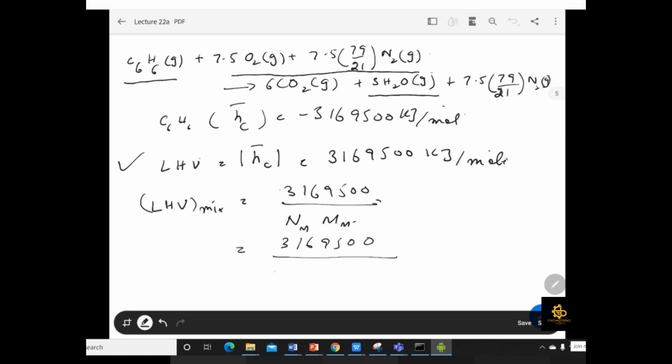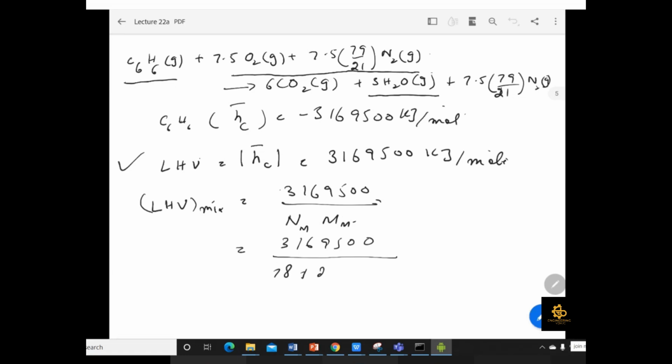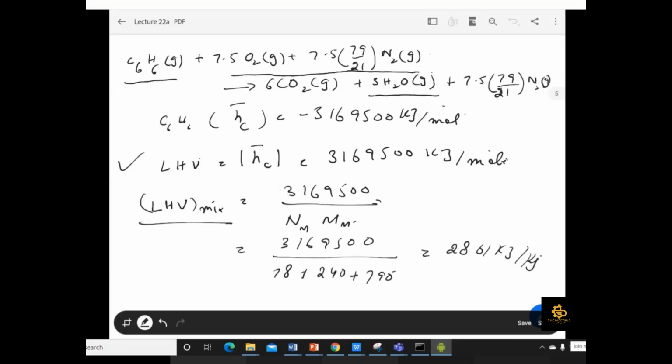For example, this comes to 78 plus 240 plus 790. You can just divide it and you will get 2861 kilojoule per kg. So this is what is required, that we find the lower heating value of the mixture. That's why we divided by the number of moles of mixture and the molar mass of mixture.